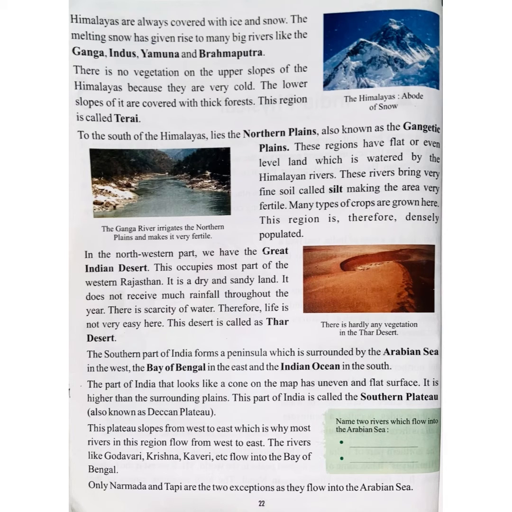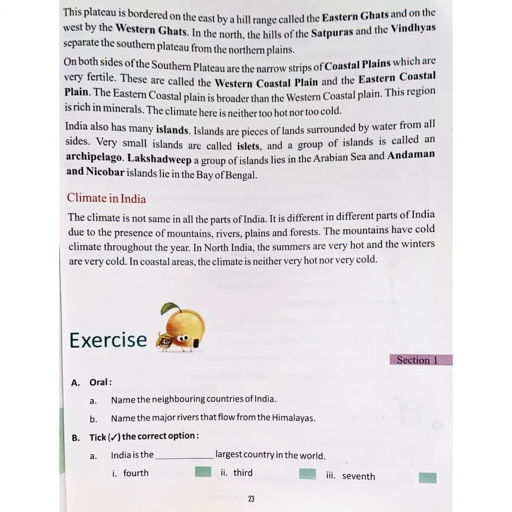The rivers like Godavari, Krishna, Kaveri, etc. flow into the Bay of Bengal. Only Narmada and Tapi are two exceptions as they flow into the Arabian Sea. This plateau is bordered on the east by a hill range called the Eastern Ghats and on the west by the Western Ghats. In the north, the hill of the Satpuras and the Vindhyas separate the southern plateau from the northern plains.